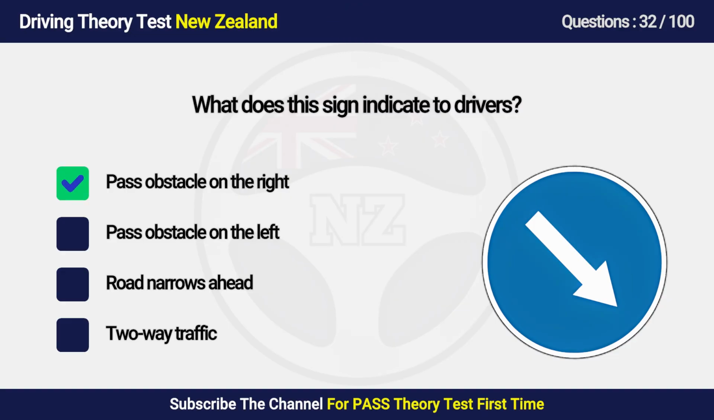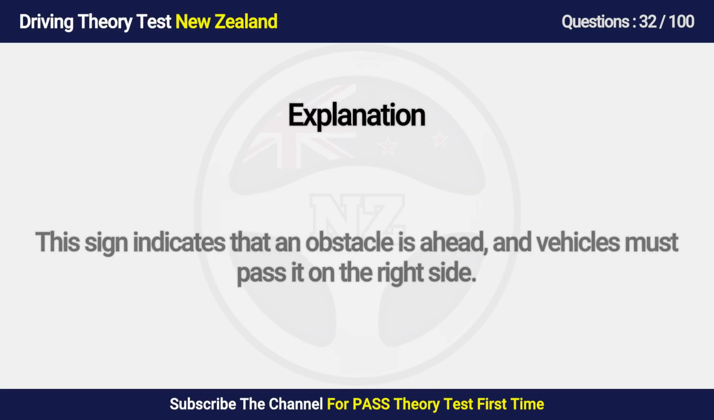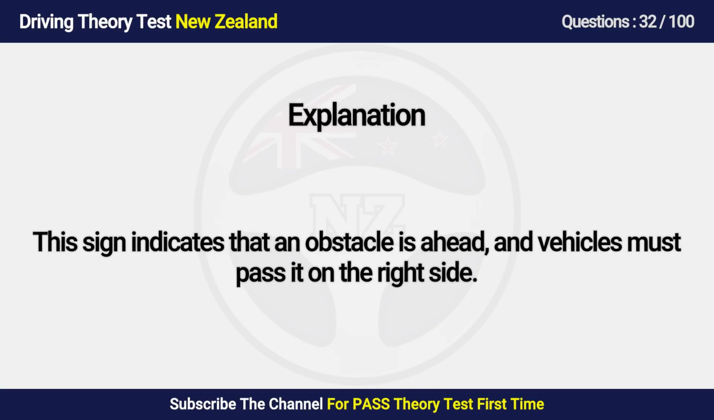Answer is A. Pass obstacle on the right. This sign indicates that an obstacle is ahead, and vehicles must pass it on the right side.